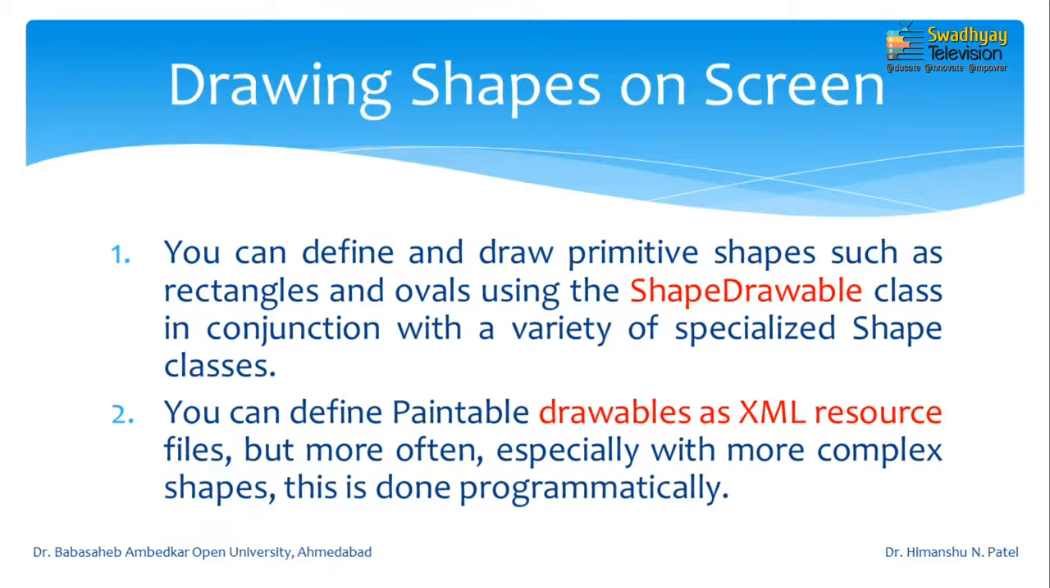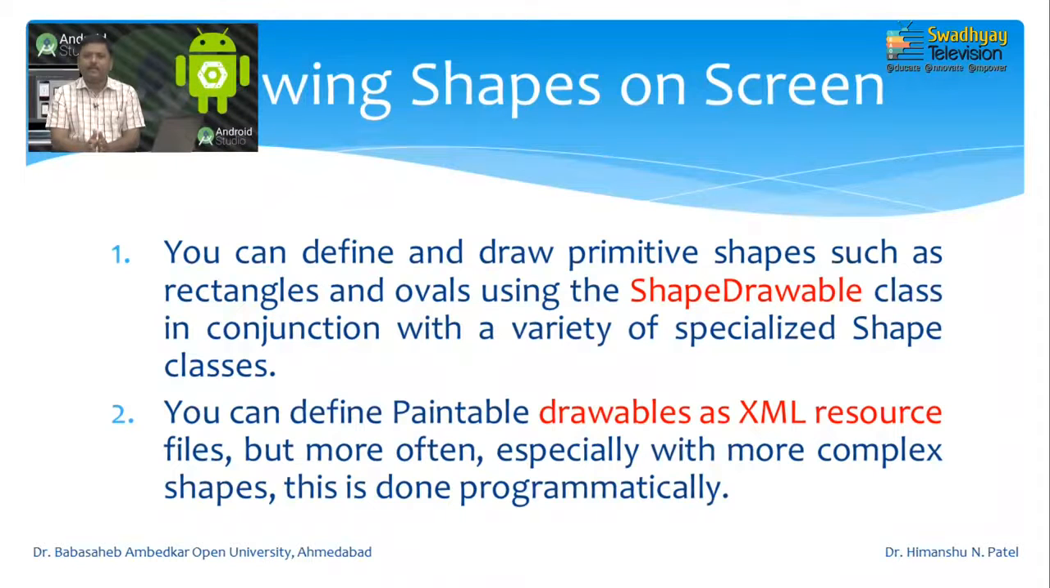For example, for rectangle there is a rect shape, for oval there is an oval shape. So, this shape drawable class is used in conjunction with other classes, which are specialized for drawing a particular shape. You can also define paintable drawable classes as an XML resource in a separate file, and then you can fetch this XML resource inside your image view programmatically.